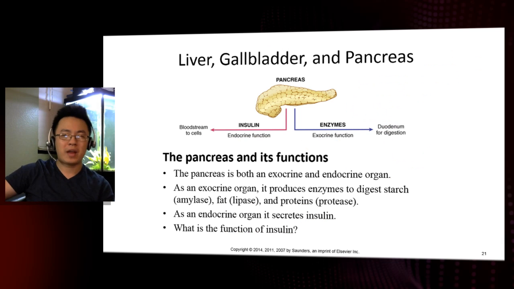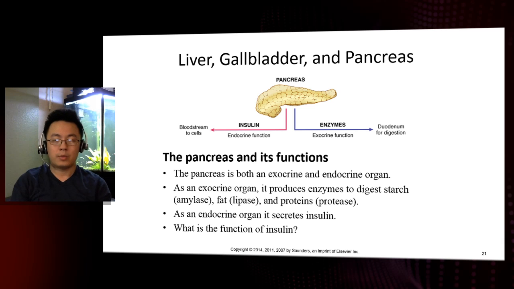So go ahead and talk about the pancreas and its function. The pancreas has two main functions. It functions as an exocrine gland, and also as an endocrine gland or organ. Now, as an exocrine organ, it produces enzymes to digest starch, which is of course amylase, and fats, lipases.